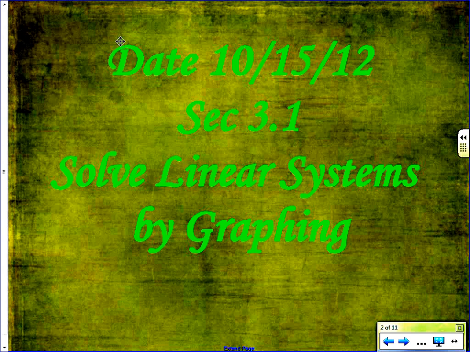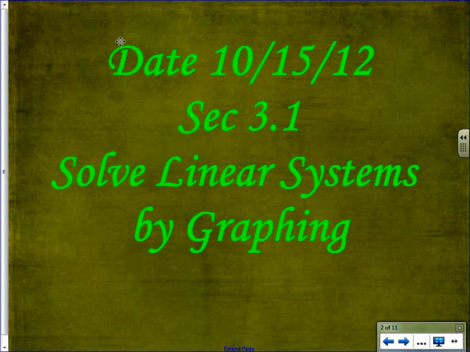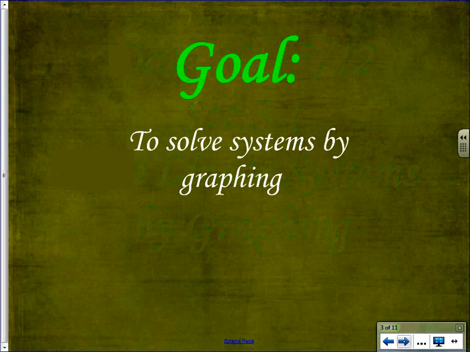Okay, so today we're doing solving linear systems by graphing. Can you graph a line? Our goal is to solve systems by graphing.